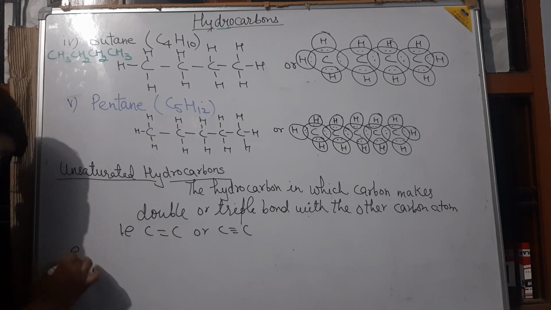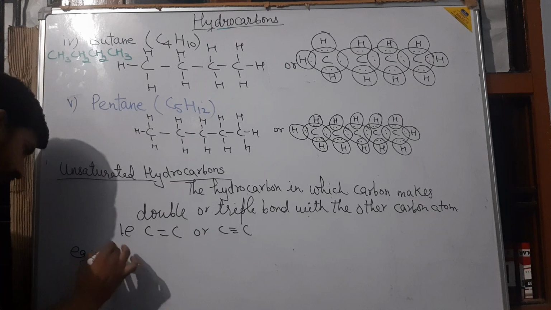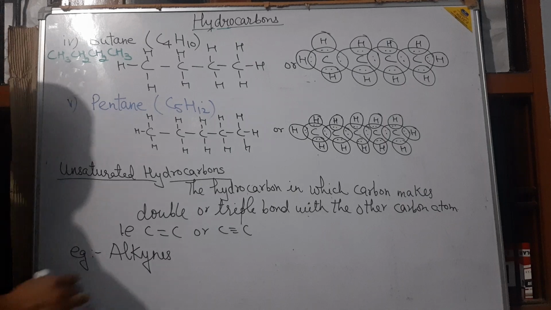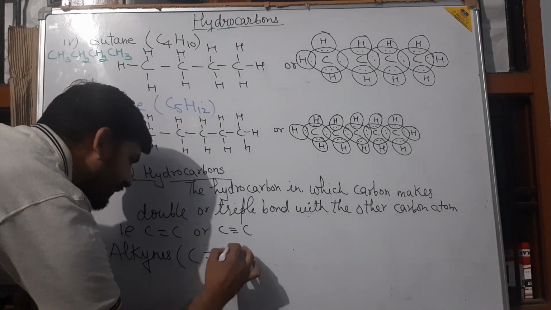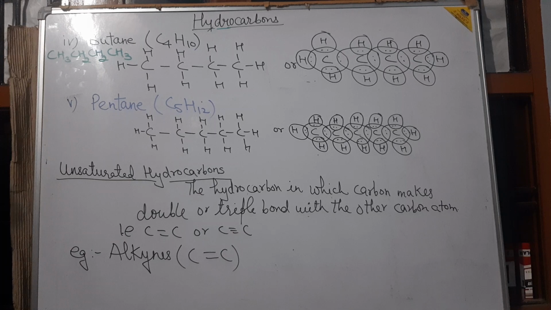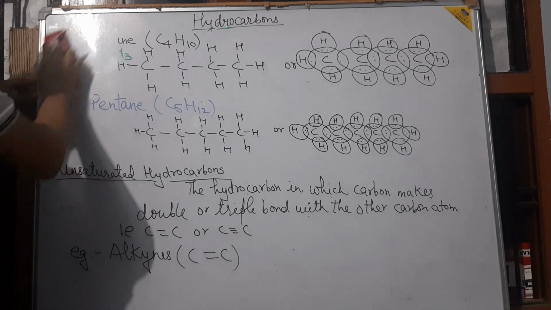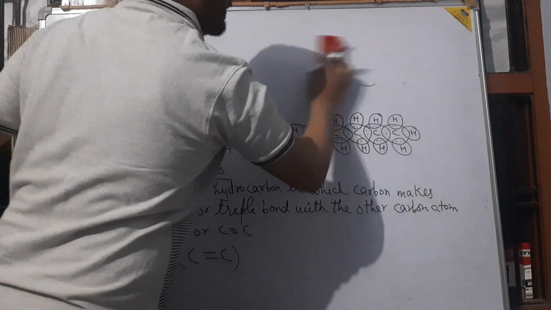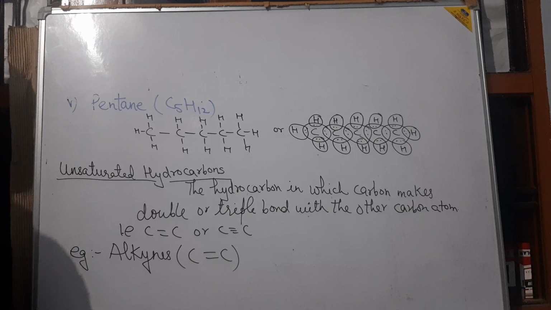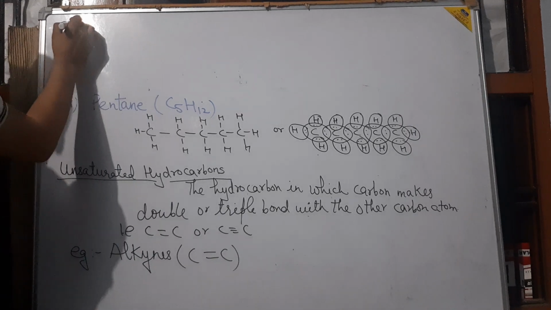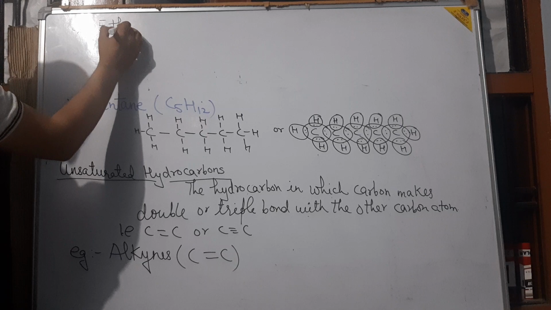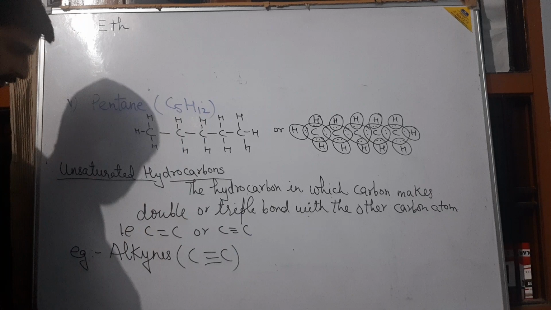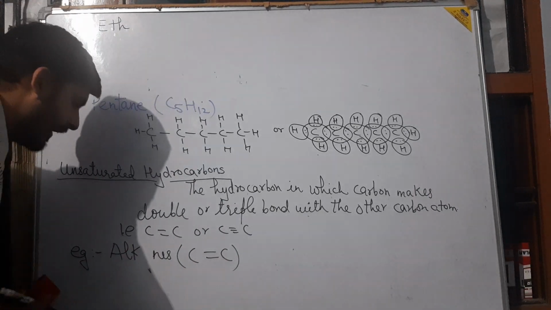The best example we can have here is alkenes. We have the alkenes in which a carbon-carbon double bond is formed. So the first member of alkenes should have 2 carbons in it, so the structure can be drawn by making a double bond. Alkynes, on the other hand, should have a triple bond.